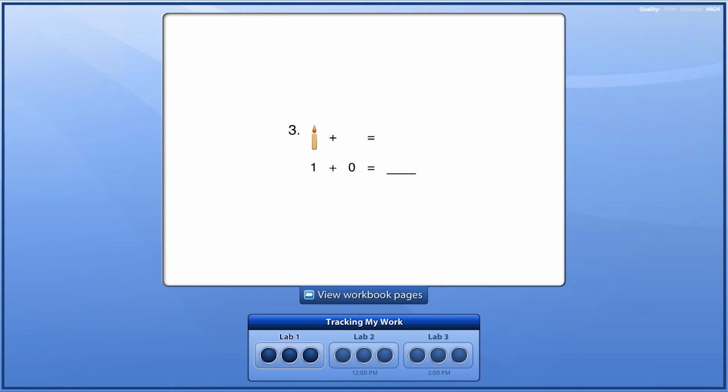Look at problem 3. 1 candle plus no candles. 0 candles equals how many candles? 1. Write the total and then type it on your computer screen. And when you're done, please press the return. Right.